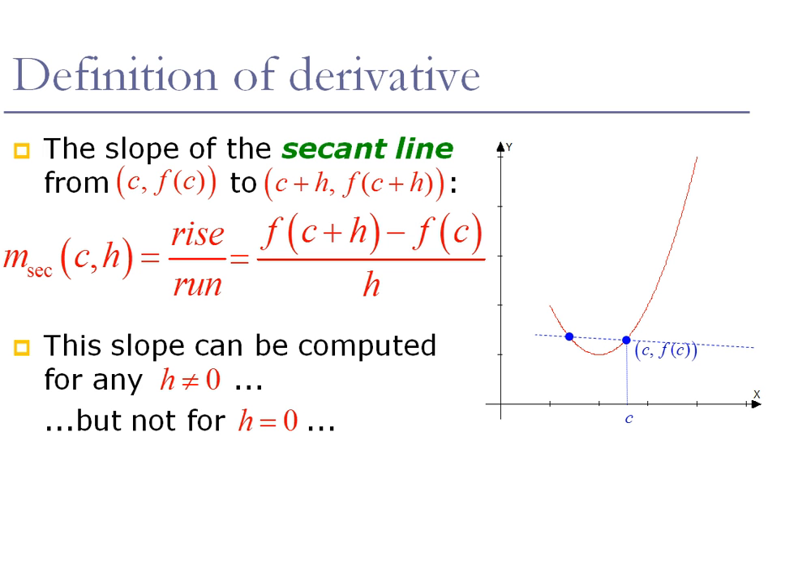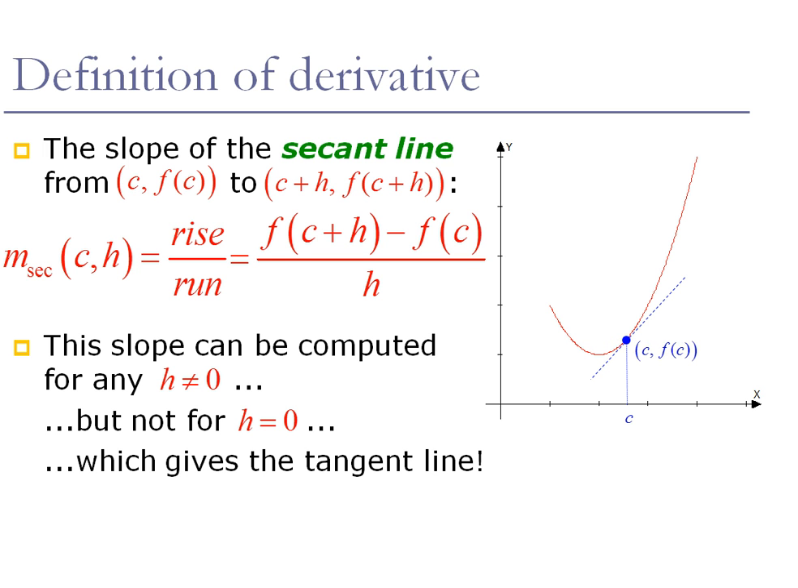I cannot compute it for h equals 0, because I end up with an indeterminate form with a 0 in the denominator. And in fact, if our function is continuous, the top will be 0 as well, right? f of c plus h, when h becomes 0, will become just f of c. All right, but that is really a very interesting situation that we're missing, because that's what will give us the tangent line. If we think of a tangent line, that'll be sort of a secant line with the 2 points coinciding with each other.